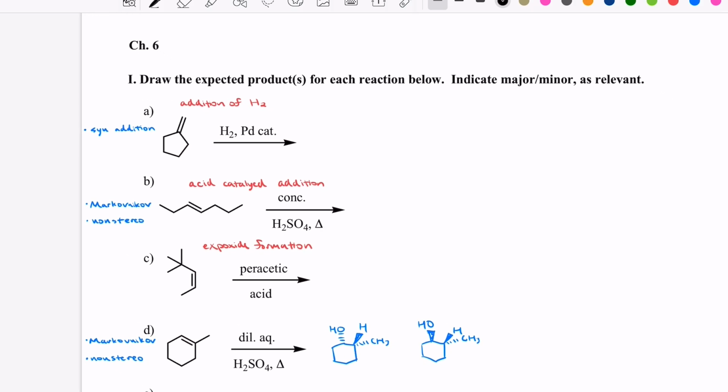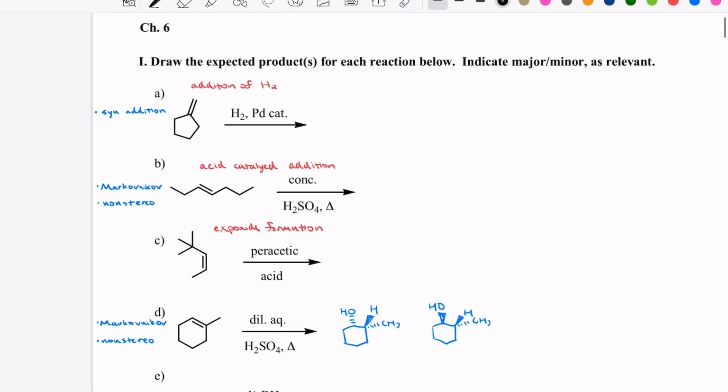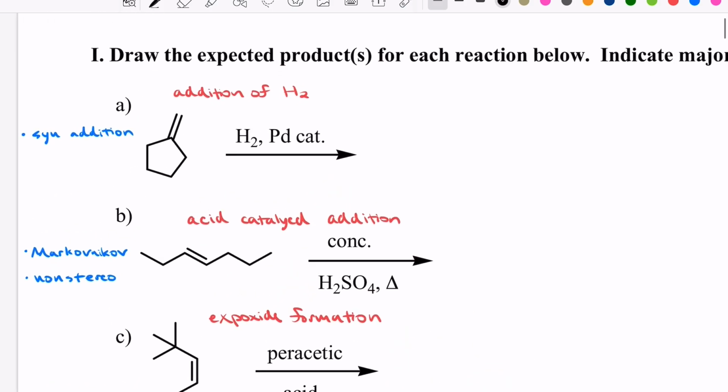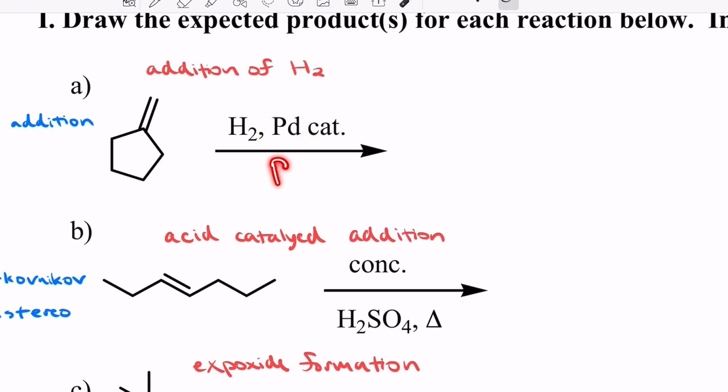I'm going to walk you guys through every reaction we have and then show some of the mechanisms if they're needed. So with our first one, we have addition of H2. H2 meaning there are two hydrogens. Pd cat meaning this is palladium. Cat meaning catalyst. And also instead of Pd you can use platinum or nickel as well.